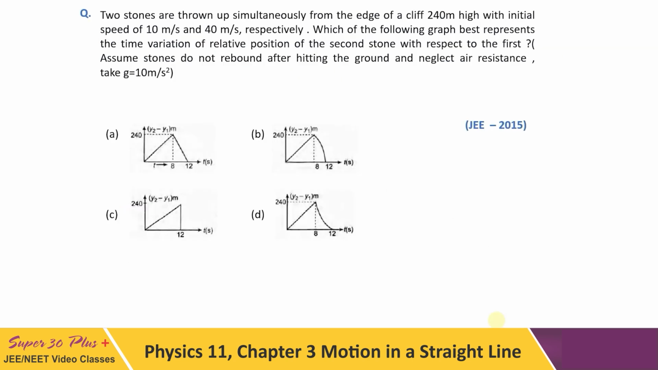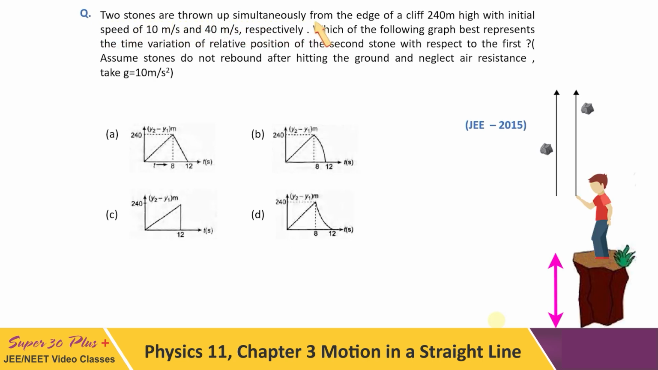This again is a graphical question. Two stones are thrown up simultaneously from the edge of a cliff 240 meter high with initial speeds of 10 meter per second and 40 meter per second. Okay, this is from motion along a vertical line. Which of the following graphs best represents the time variation of relative position of the second stone with respect to the first? So here the question is asking for relative position of the second stone with respect to the first one.